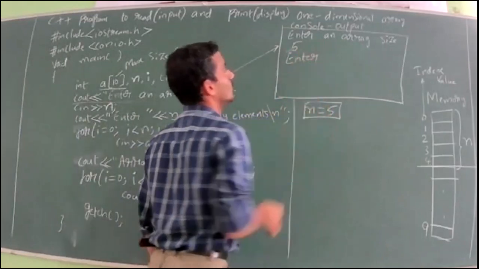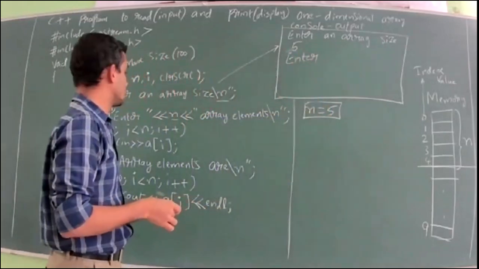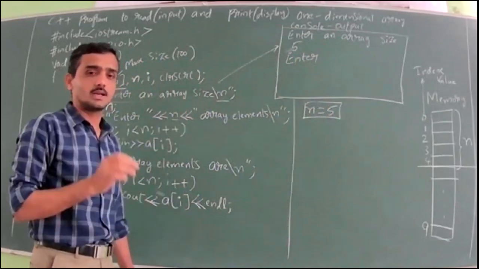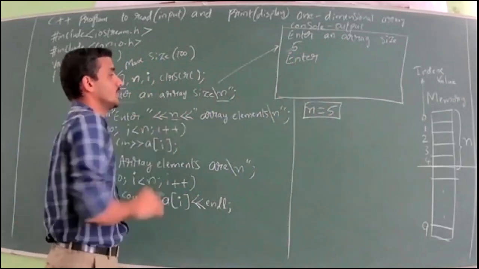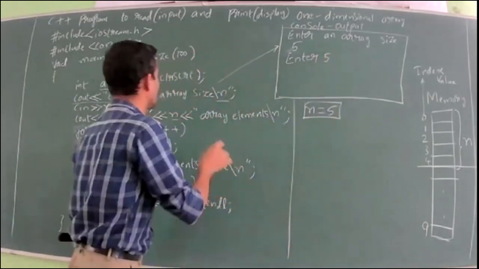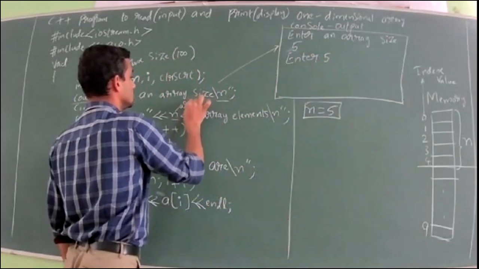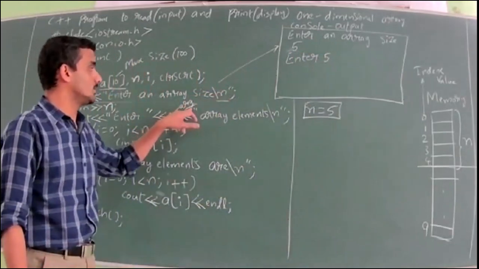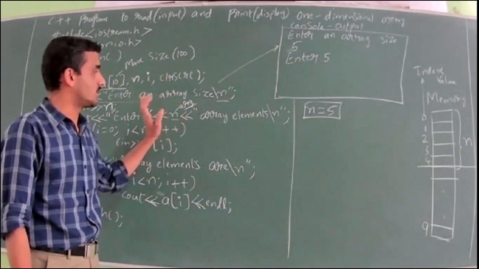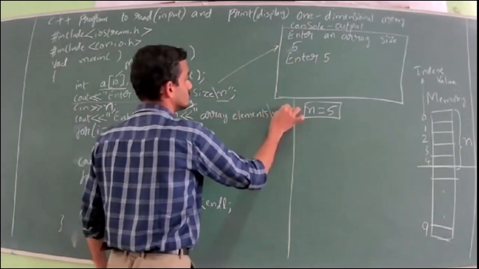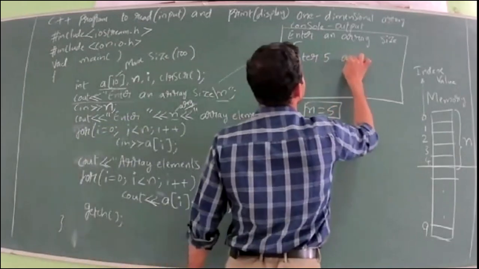Enter. Then what happens? You see, n will not print instead of the letter n. It will print the value of n. So the value of n is 5. It will print 5 because this is an argument. Always an argument will print its value. Then again there is a double quote: array elements.